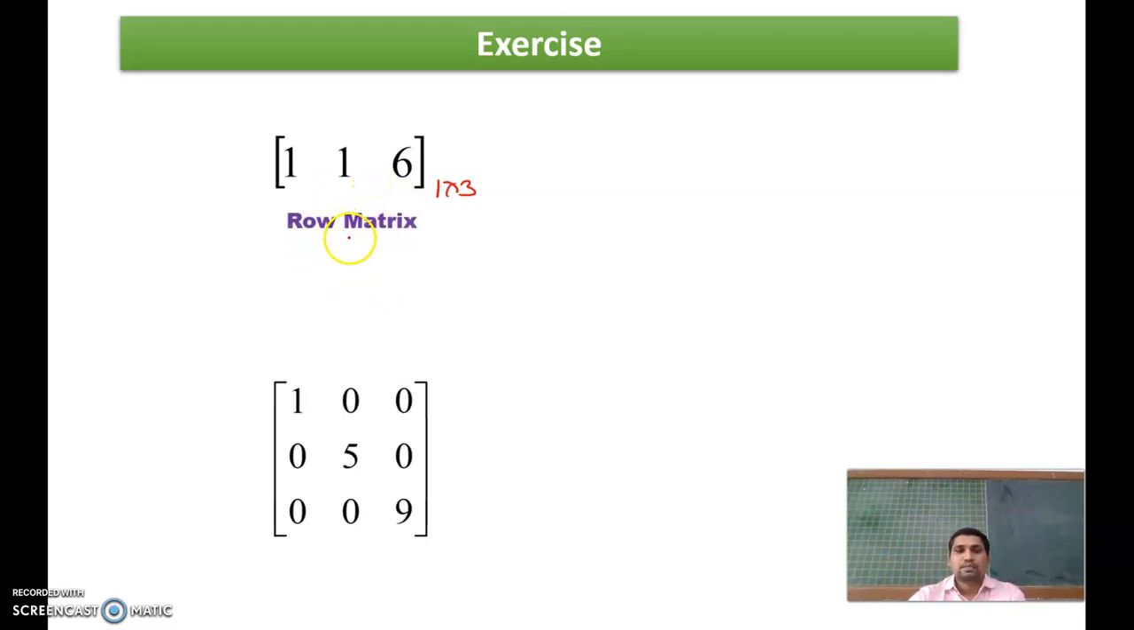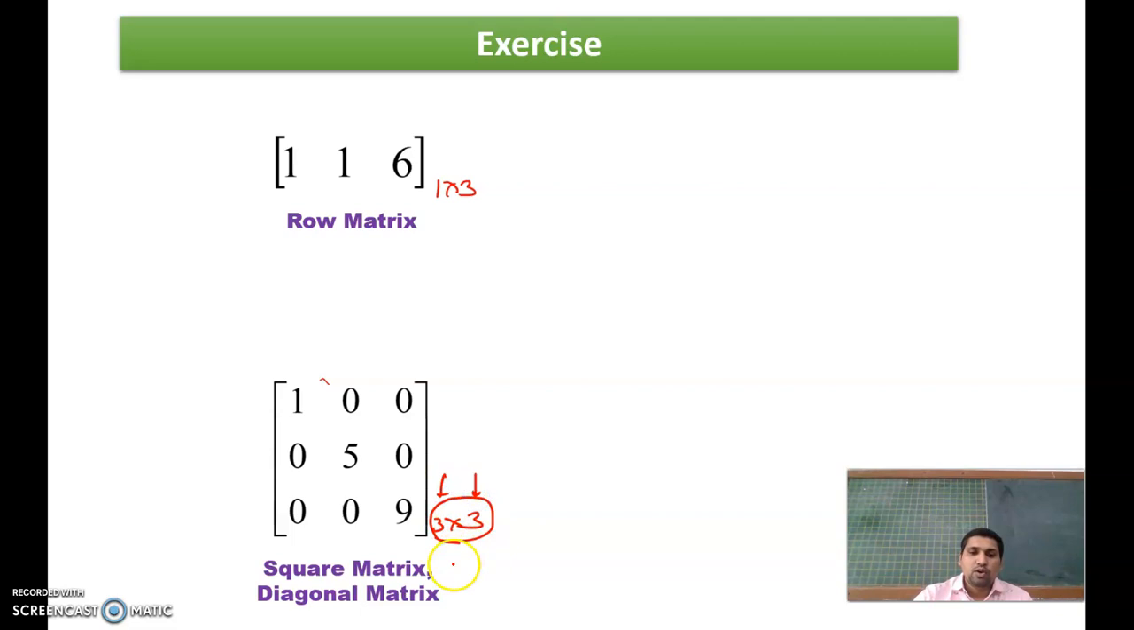Okay, now next. We can see here, this is a 3 by 3 matrix. First of all, this is a square matrix because the number of rows is equal to the number of columns. And you can see here the diagonal elements are present and non-diagonal elements are 0. So it is an example of a diagonal matrix. Okay. It is also an example of a scalar matrix as well.